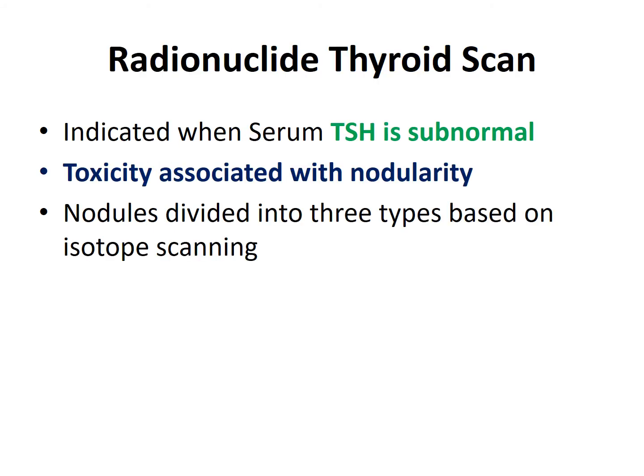Then the next most important investigation would be a radionuclide thyroid scan. Now this is indicated when the TSH is subnormal or there is evidence of higher levels of T3 and T4 or either of them. So there is evidence of toxicity associated with nodularity. Then the thyroid scan becomes imperative. Now the thyroid scan will reveal three types of nodules.